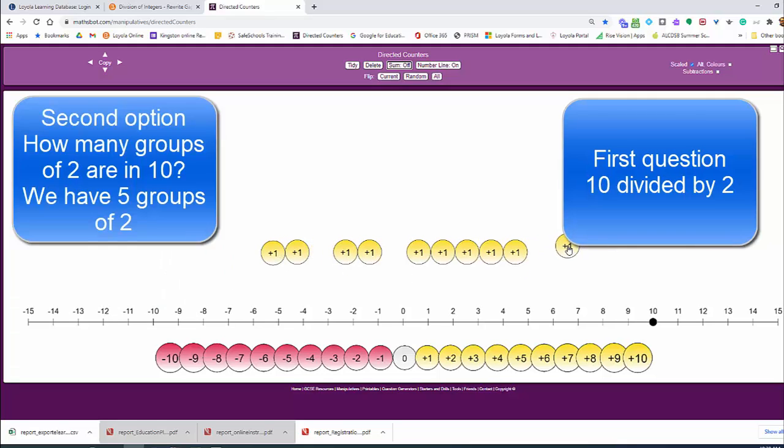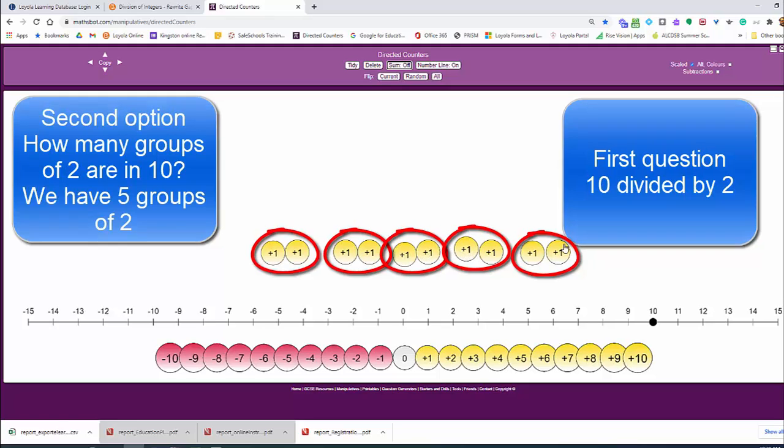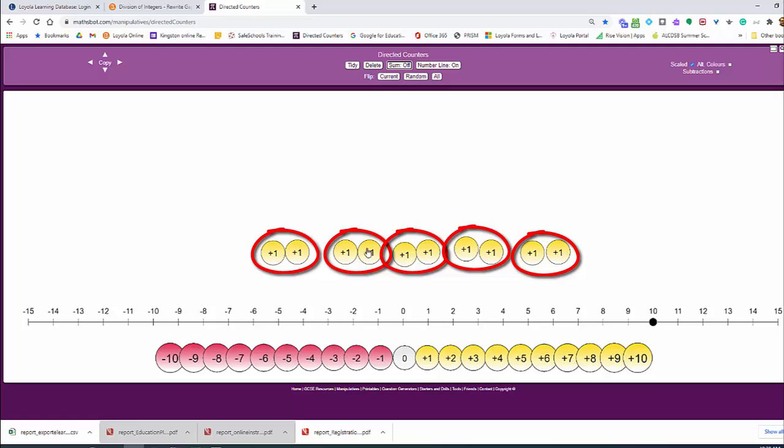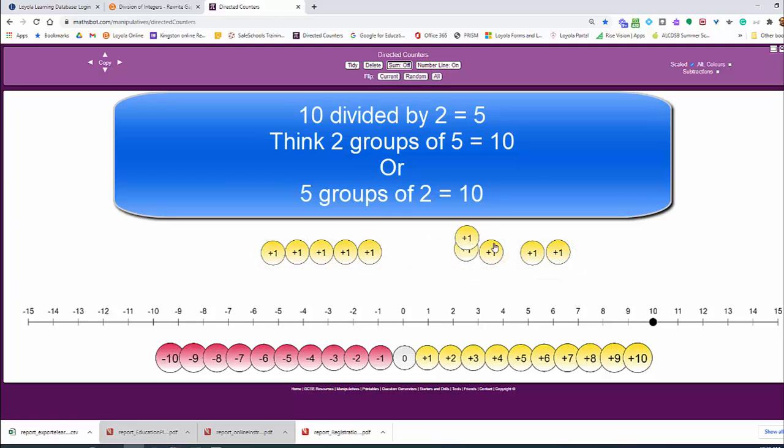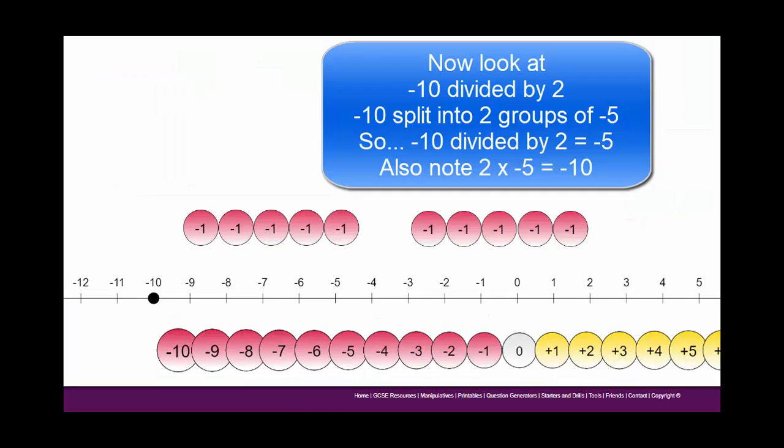Another way to do this would be saying how many groups of 2 are there in 10. And so I'm just trying to separate these out a little bit. And I can see that I've got 5 groups of 2. So two ways: we got 5 times 2 is equal to 10, or we had 2 groups of 5, in which case we had 2 times 5 equals 10. So the same thing, looking at two different ways. It's going to help us when we get to our negatives.